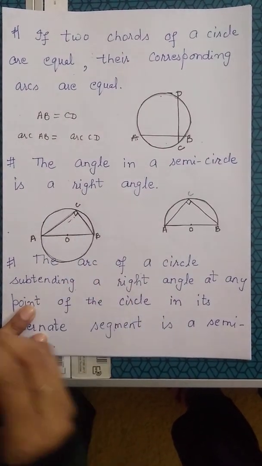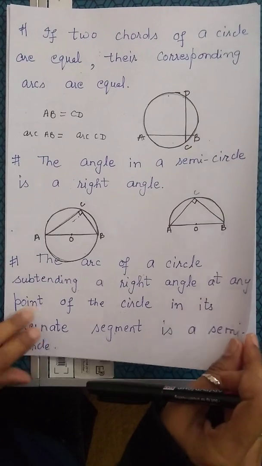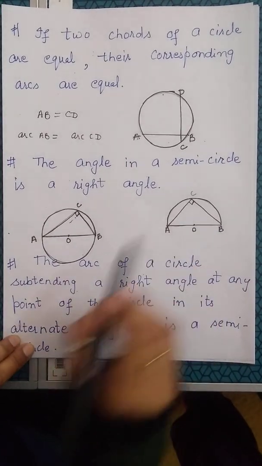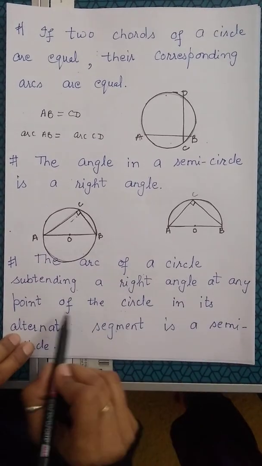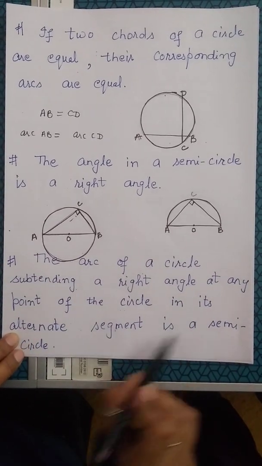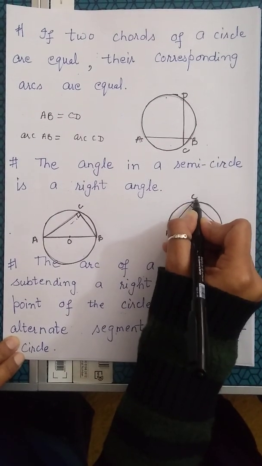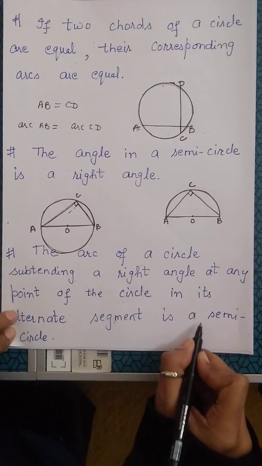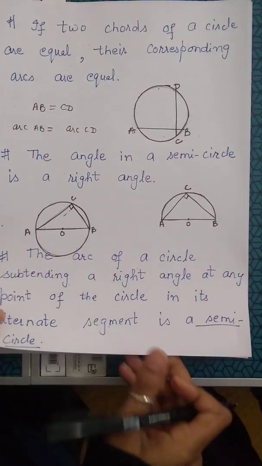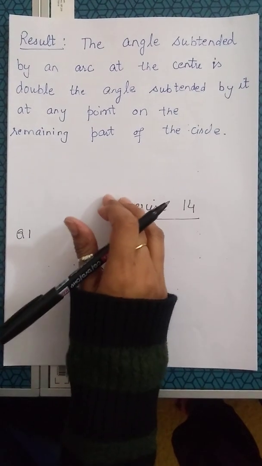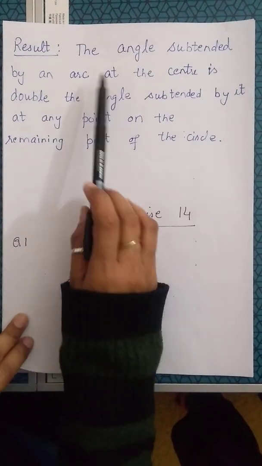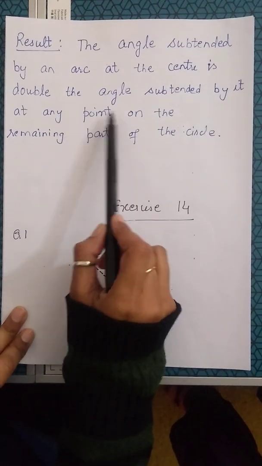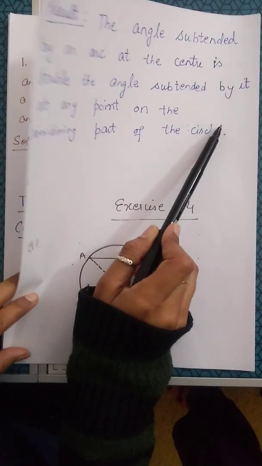The angle in a semicircle is a right angle. So the angle in a semicircle is always 90 degrees. And the reciprocal of this is: the arc of a circle subtending a right angle at any point of the circle in its alternate segment is a semicircle. That means if this angle is given to be 90 degrees, then in the alternate segment it will form a semicircle. Then the result which we'll be using here is the angle subtended by an arc at the center is double the angle subtended by it at any point on the remaining part of the circle.